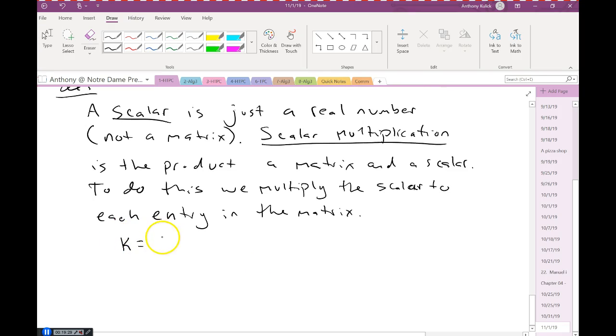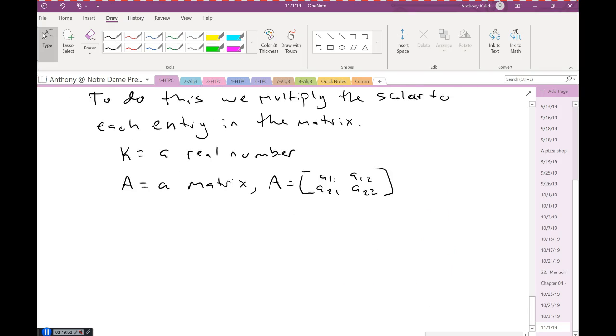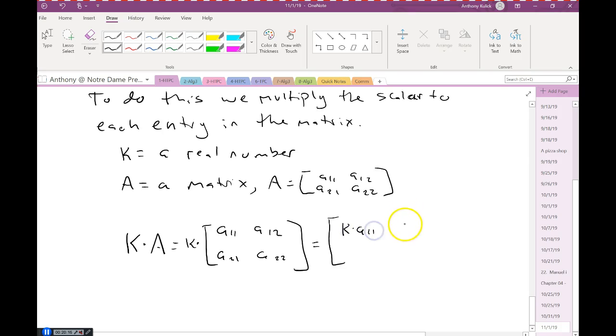So if I have k being a real number, and A is some matrix, and just for the sake of example, I'm going to say A is the 2 by 2 matrix described here. So if I do k times A, that's the same thing as k times the A11, A12, A21, A22. And the definition says we just need to multiply that scalar to each entry. So I'll do k times A11, k times A12, k times A21, and k times A22.